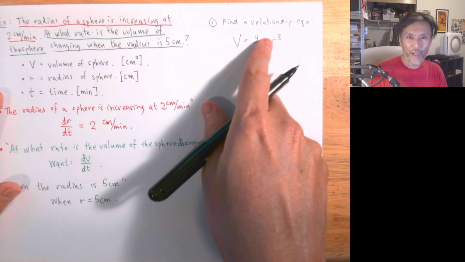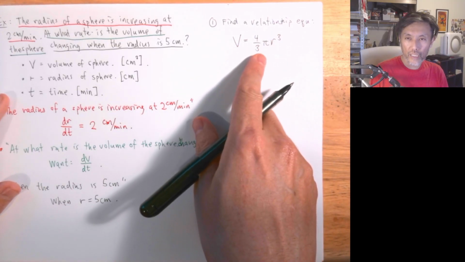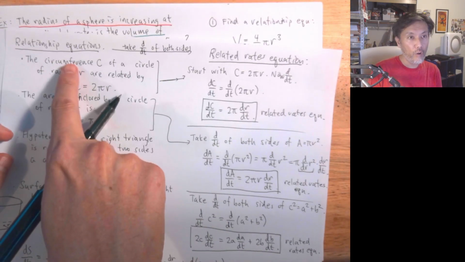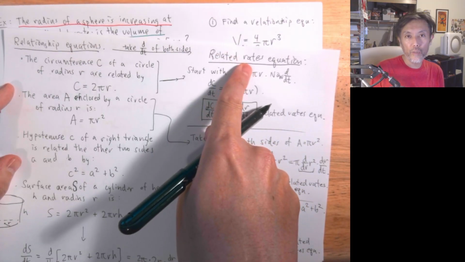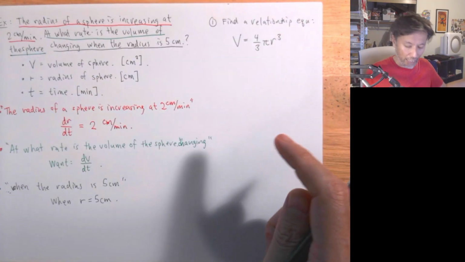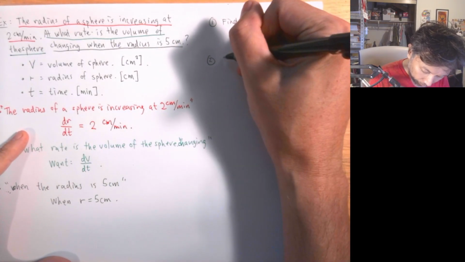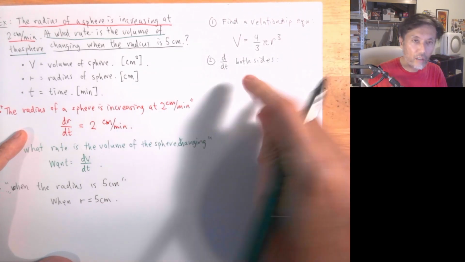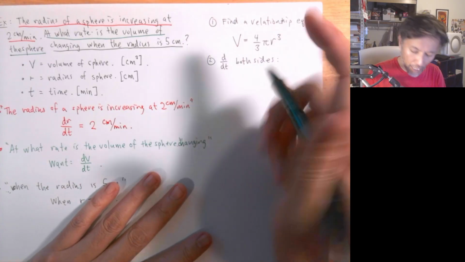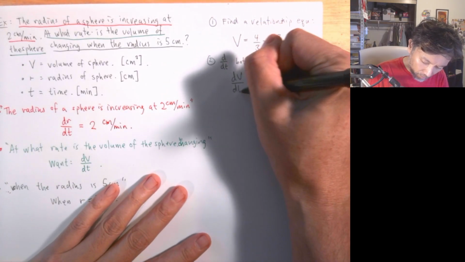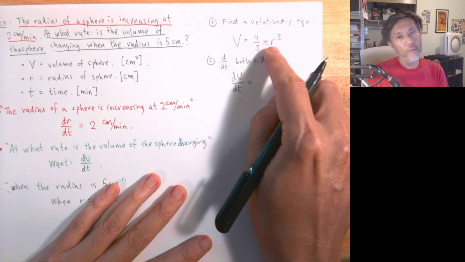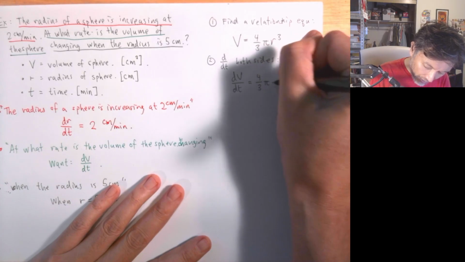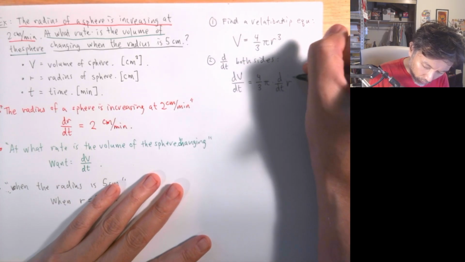Okay, so that's the relationship equation. Once you establish that, now do what we did on this page. Go from the relationship equation to the related rates equation by taking d dt of both sides. Okay, d dt both sides. So if we d dt the left, we get dV dt. And if we d dt the right, 4/3 pi is just a constant. So we get 4/3 pi times d dt of r cubed.